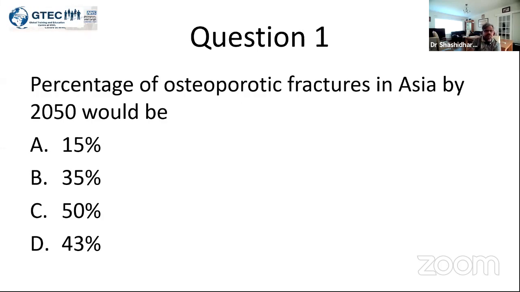So I actually have a first question. Can I find out from the people who are attending what the percentage of osteoporotic fractures in Asia by the year 2050 would be?